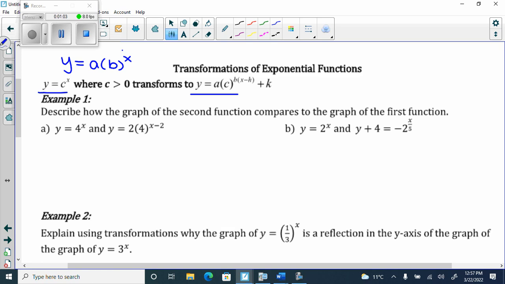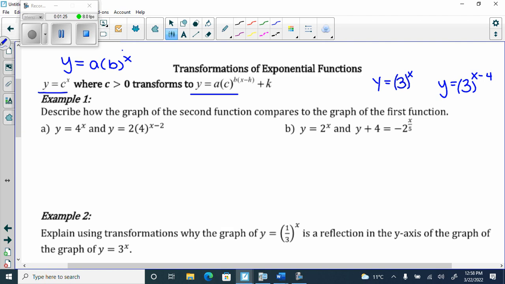Now the key thing with exponential functions is the bases have to be the same or you can't compare them. So for example, if I had y equals 3 to the x and then I had y equals 3 to the x minus 4, these are both base 3, so I can compare them. If one was a 3 and one was a 7, they couldn't ask me to compare them. They won't ask me. Some people are like, what if they do? They won't. If it's a 3 and a 7, you can't make them the same.